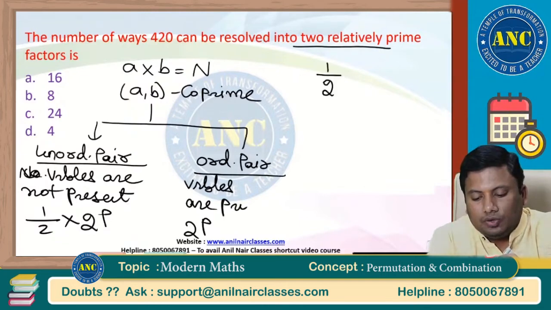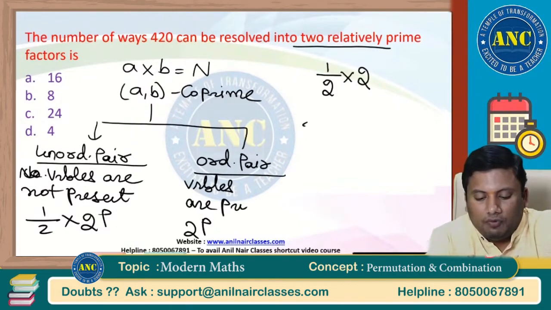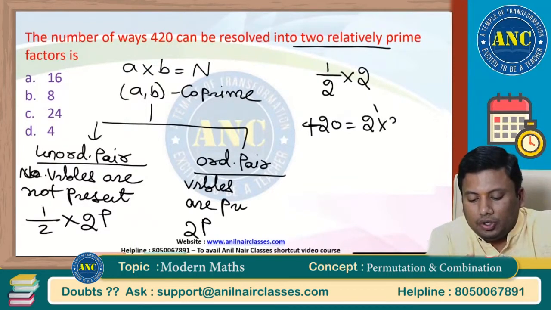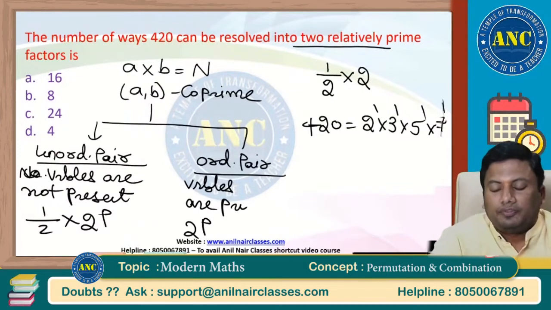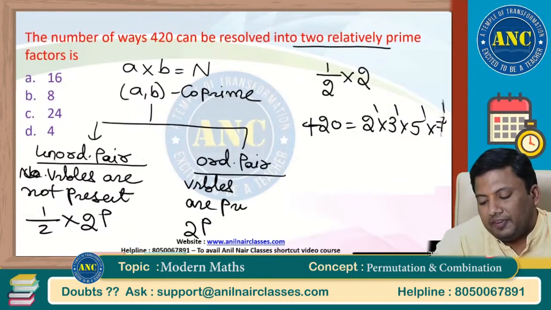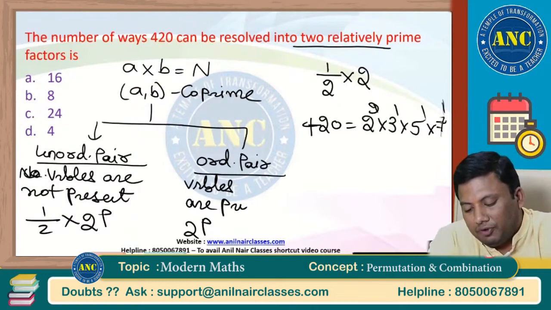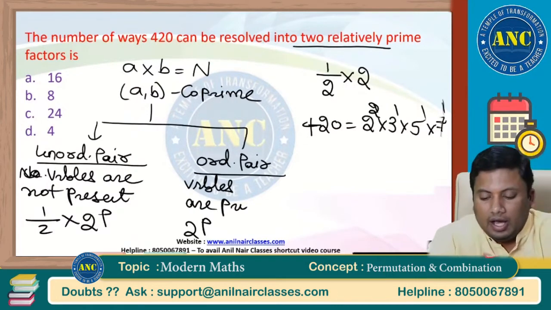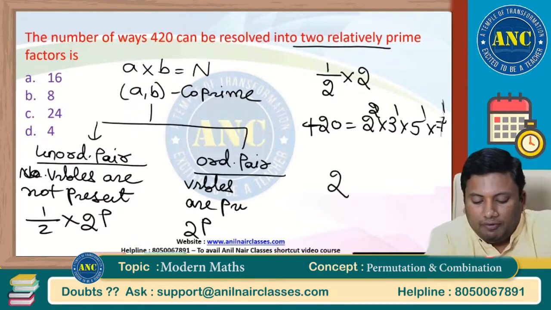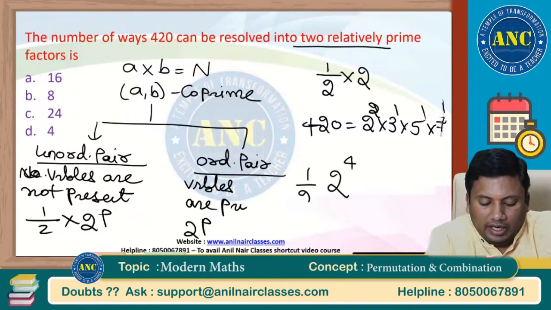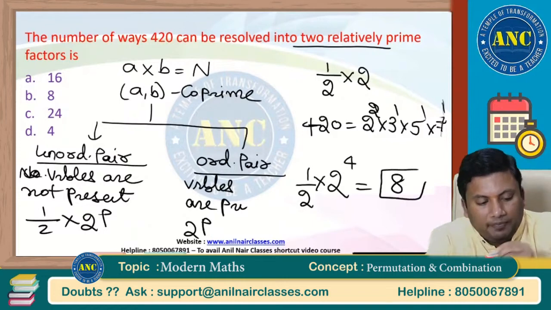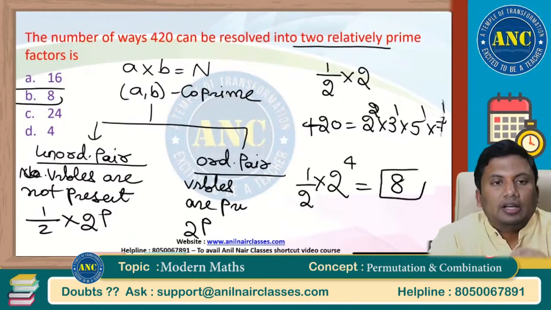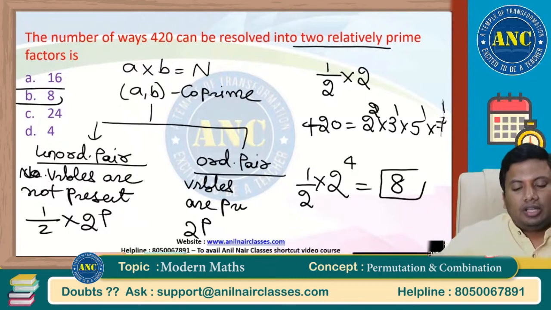So take 420, which is 2 square into 3 into 5 into 7. How many prime bases are there? 4. So 2 power 4 into half. What will be the answer? 16 by 2, which is nothing but 8.